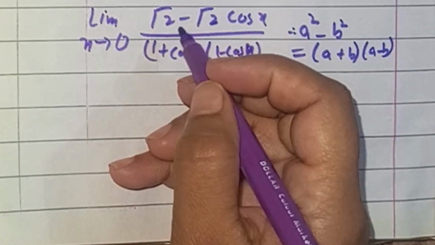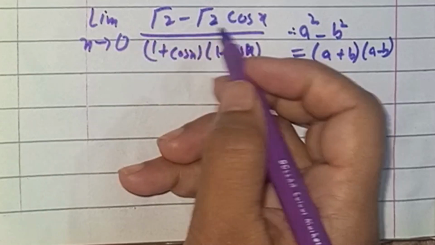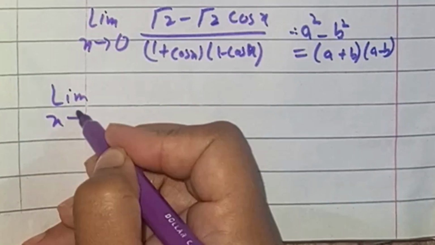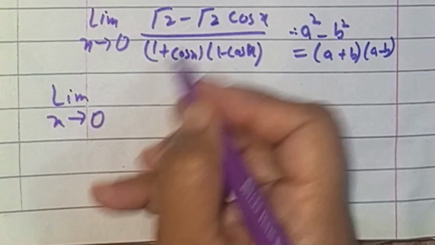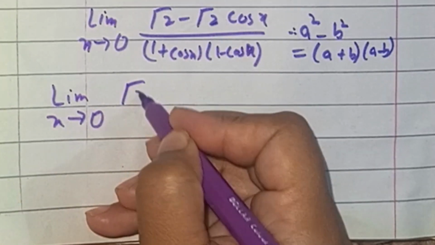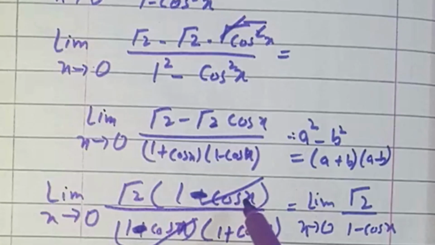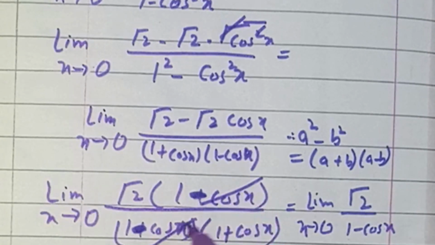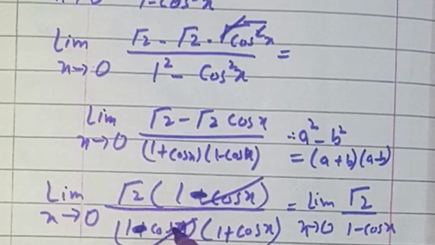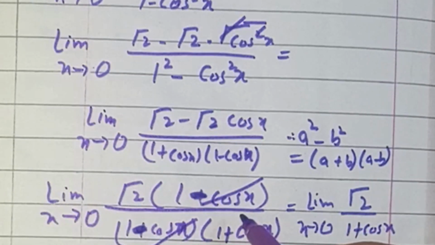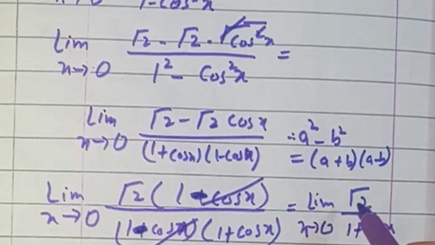So look at the numerator, square root 2 is involved in these two terms. So we factor out square root 2. So we have the limit as x approaches 0, and we factor out square root 2. Then this numerator will become 1 minus cos x, and we copy the denominator, and in the next step this 1 minus cos x and 1 minus cos x will cancel. We copy the remaining values, and in the numerator we have square root 2, and in the denominator we have 1 plus cos x.